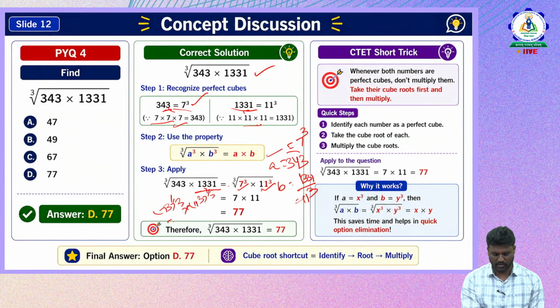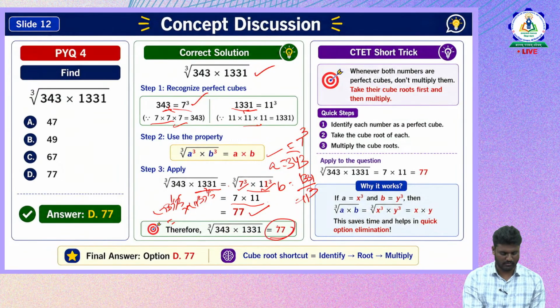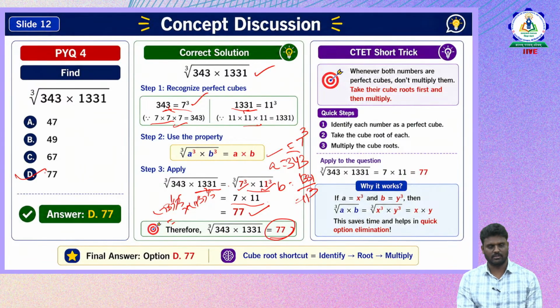If you simplify, how much will you get? The power and root will get cancelled, and we will be left with only 7 into 11. Now if you multiply 7 into 11, the answer will be 77. So therefore we can confirm that the cube root of 343 into 1331 is 77. Which option is correct? In the options, option D is 77. This is the correct one.